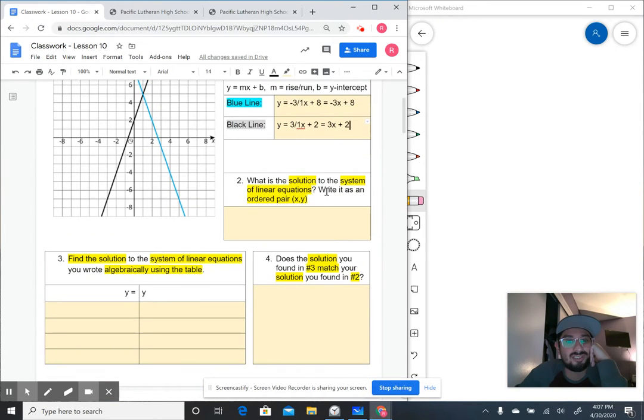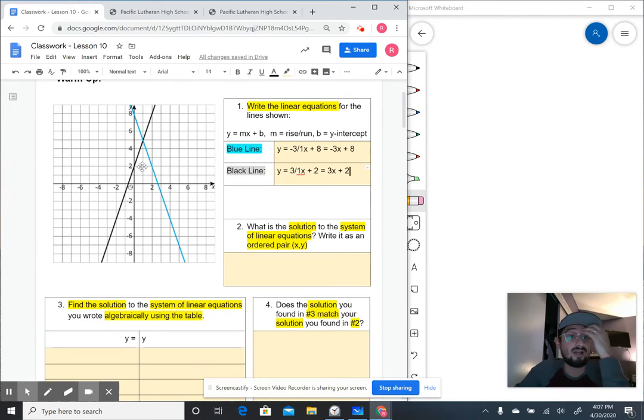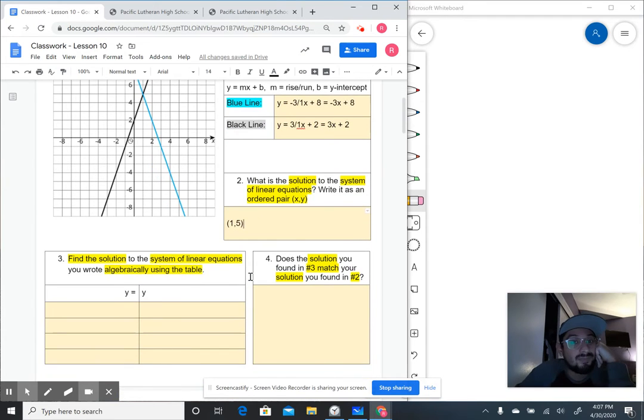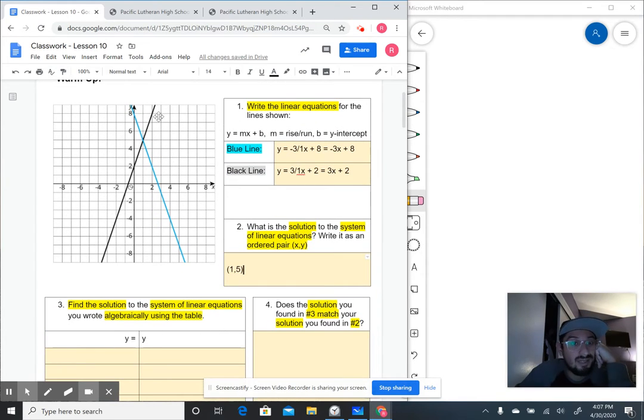What is the solution to the system of linear equations? Write it as an ordered pair. So that solution is just where they cross. So you can see they cross at 1, 5. So they cross at 1, 5.